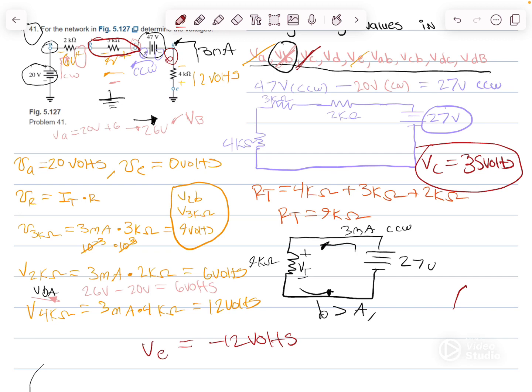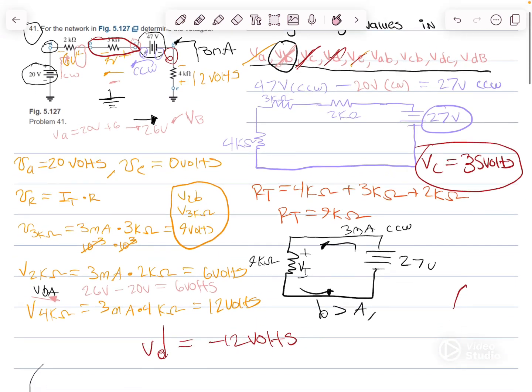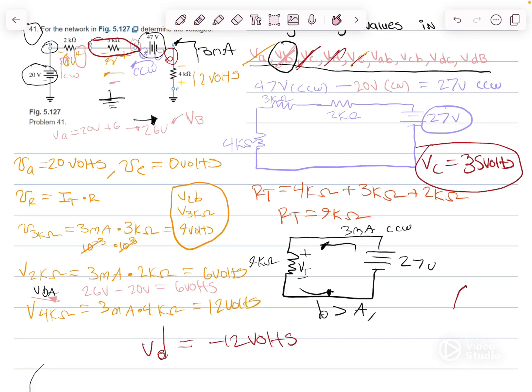So I can cross that out. Okay. VD equals negative 12 volts. And that solves all my nodal voltages. If I wanted to talk about my battery, my voltage source of 47 volts, I can talk about it in 2 ways. I can say voltage C to D and voltage D to C, okay?